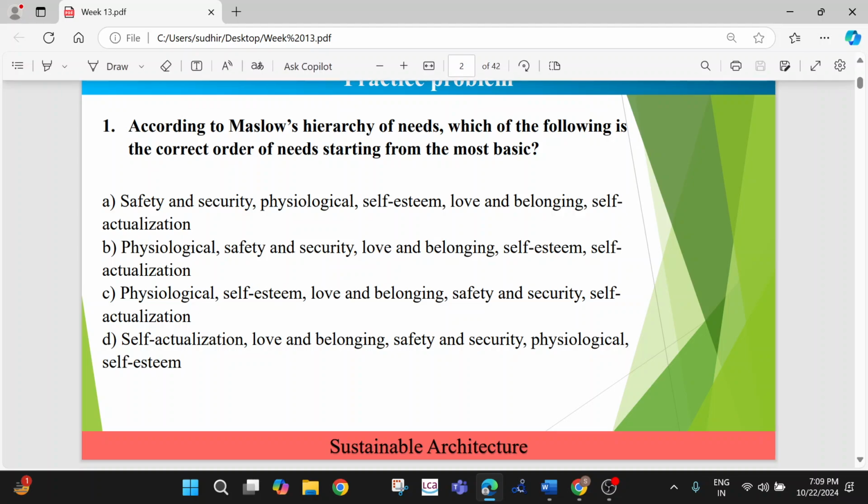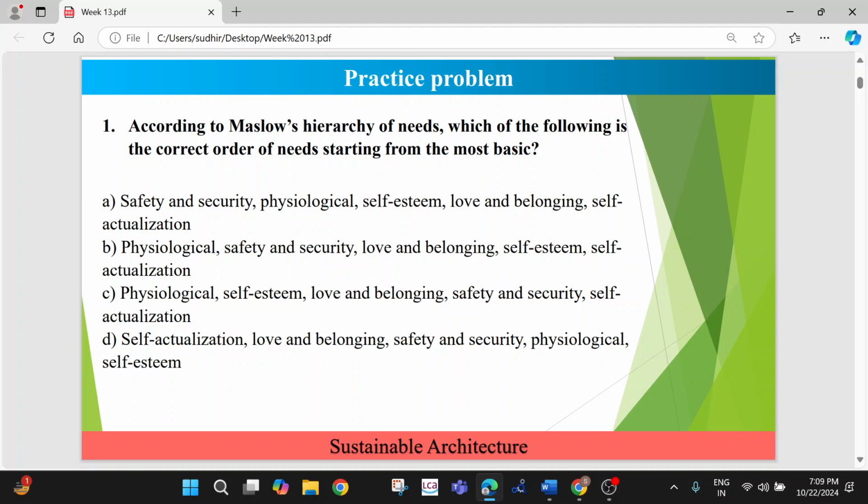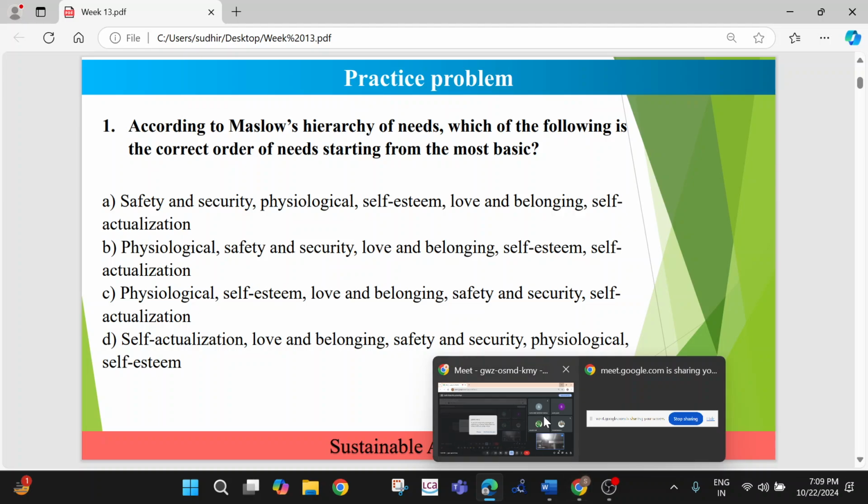If you have seen the pyramid of Maslow's hierarchy... Somebody wants to join. Let me admit them.